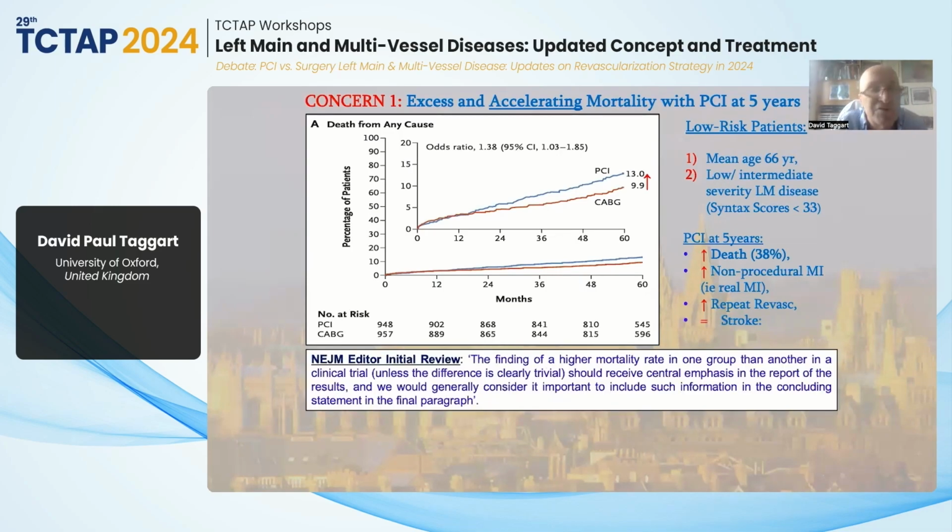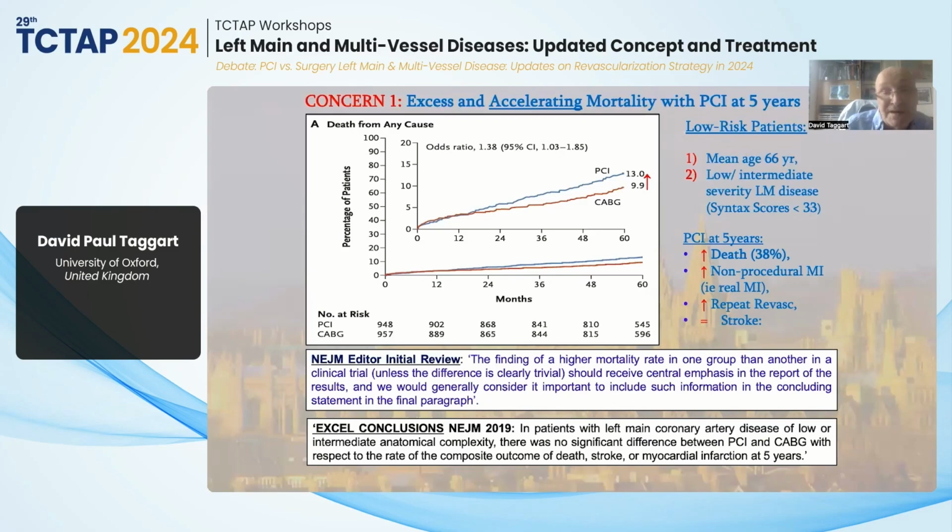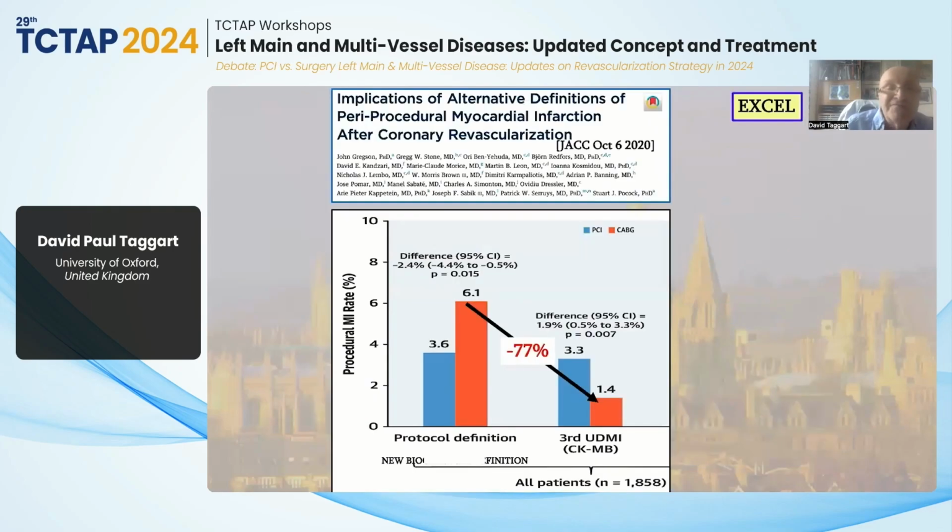And the initial comments of the New England Journal editor were, the finding of a higher mortality in one group than another in a clinical trial, unless the difference is clearly trivial, should receive central emphasis in the report of the results, and we would generally consider it important to include such information in the concluding statement in the final paragraph. But in fact, that was not done, and instead, it was concluded in patients with left main coronary artery disease of low or intermediate anatomical complexity, there was no significant difference between PCI and CABG with respect to the rate of the composite outcome of death, stroke, or MI at 5 years.